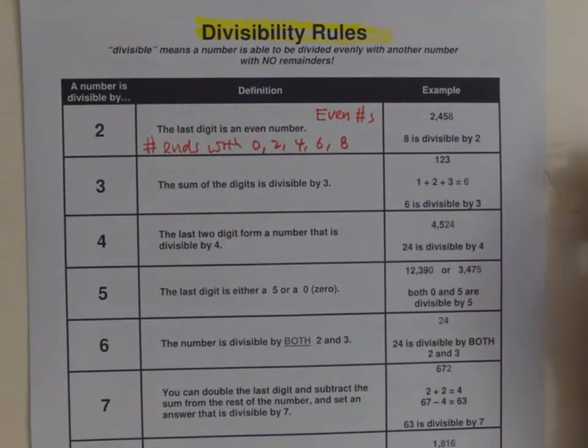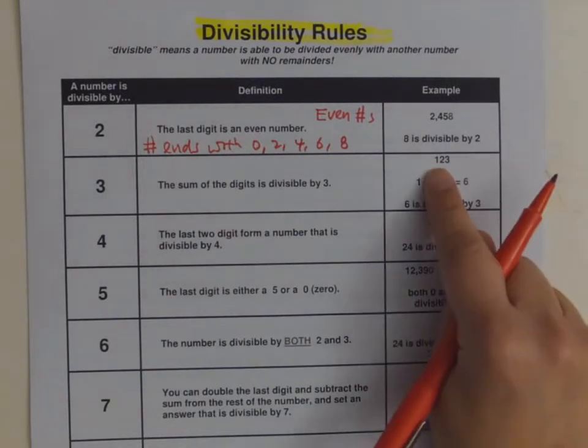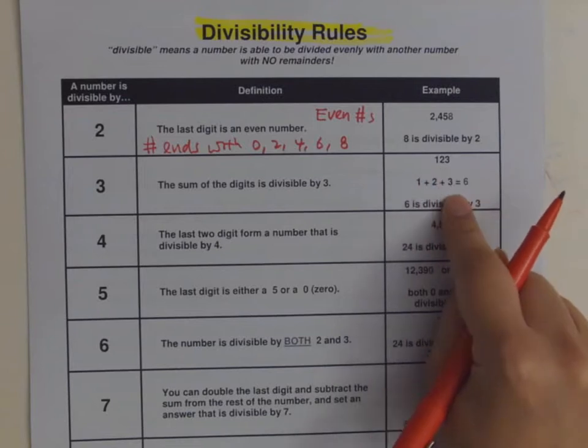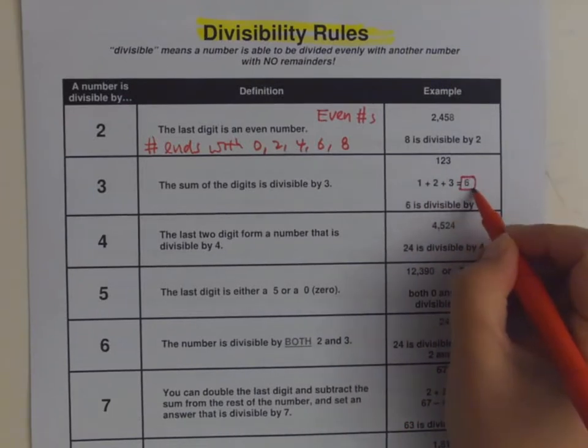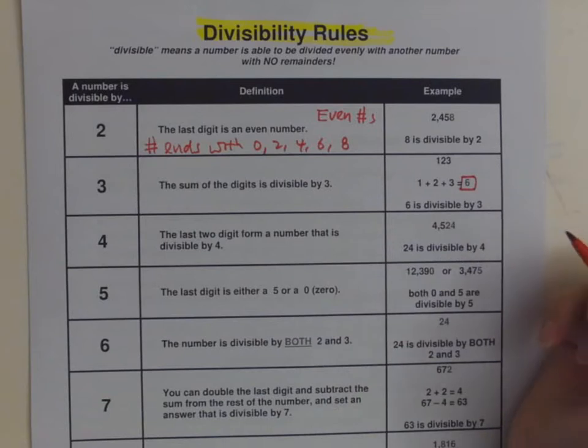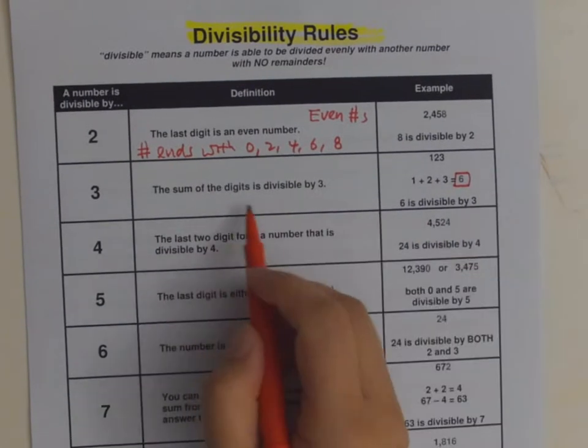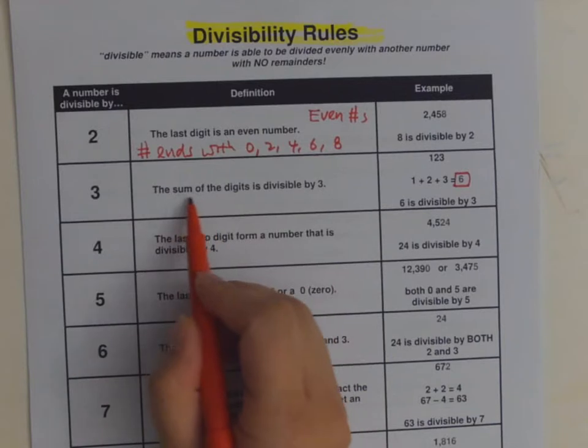And then a number can be divided by 3 evenly. That means if you have a number and you add up all the digits, then it will end up with a number at the end, and the sum needs to be divisible by 3. So the sum of the digits is divisible by 3.